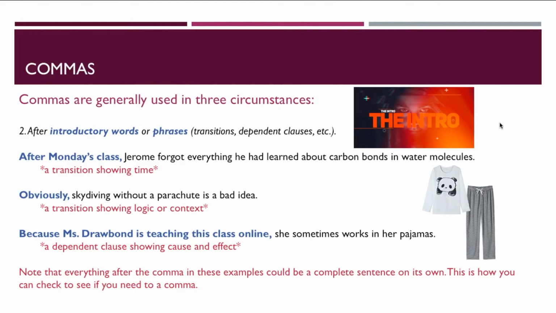Because Miss Strawbon is teaching this class online, she sometimes works in her pajamas. This is a dependent clause showing cause and effect. Note that everything after the comma in these examples could be a complete sentence on its own. This is how you can check to see if you need a comma.